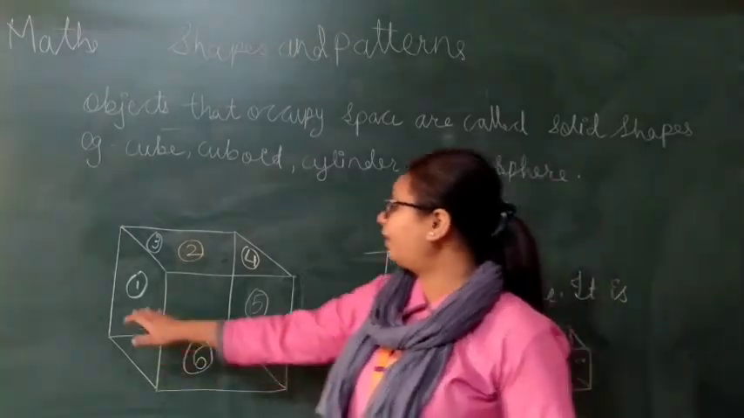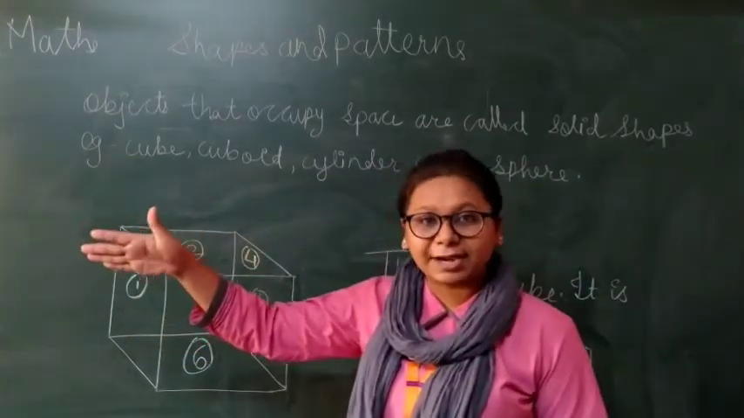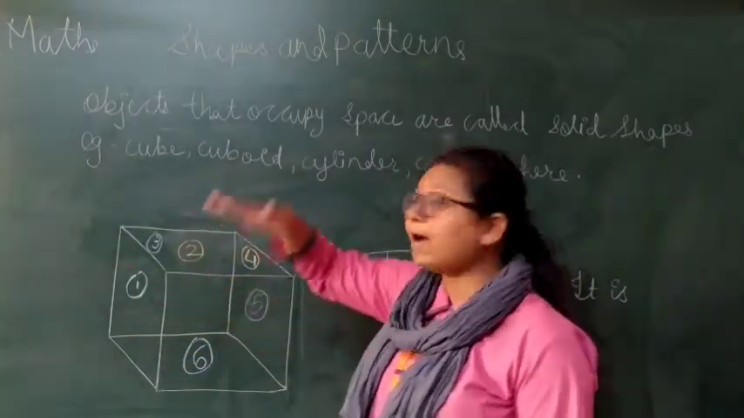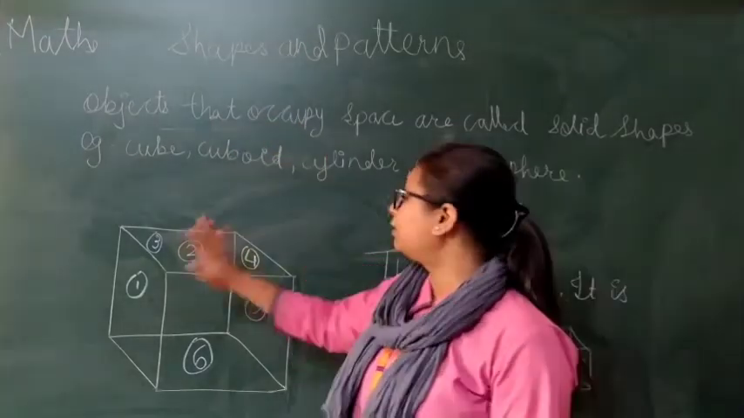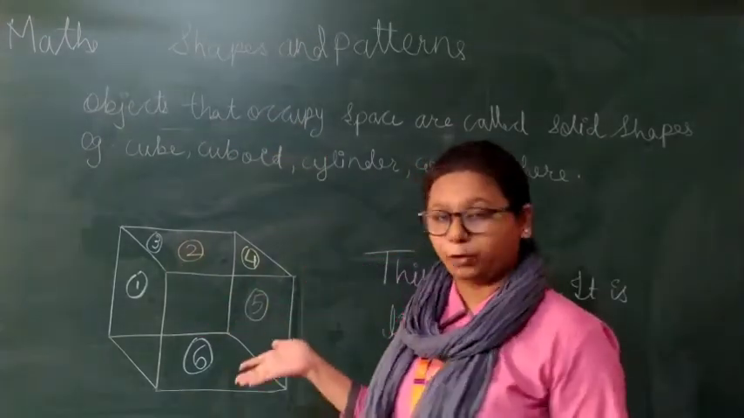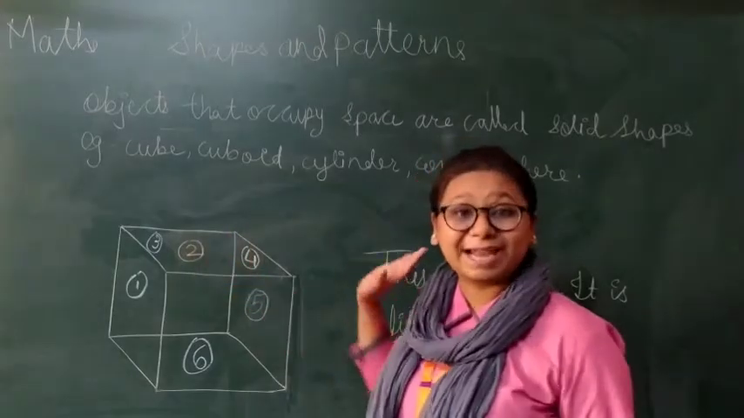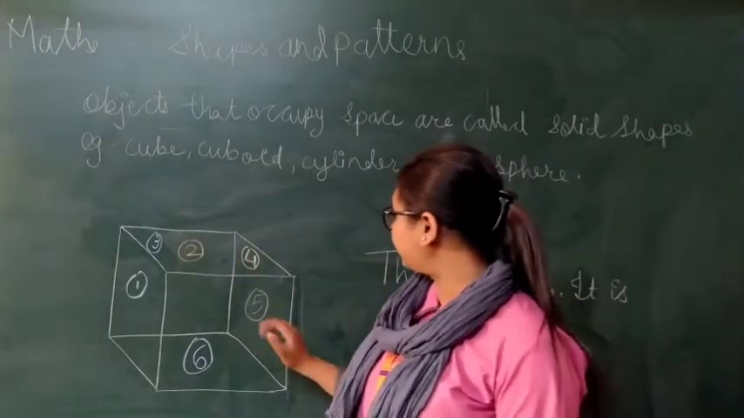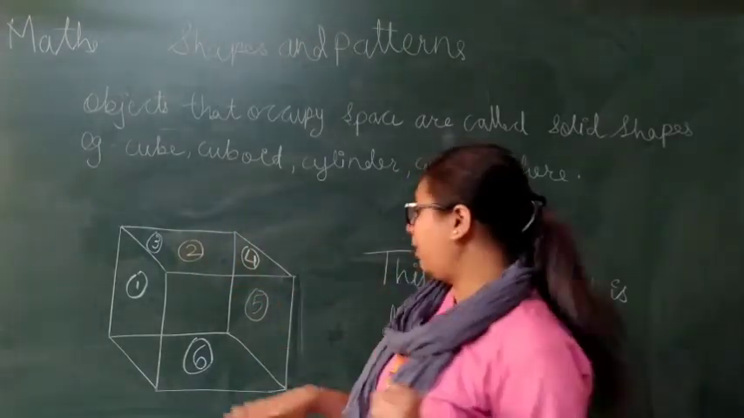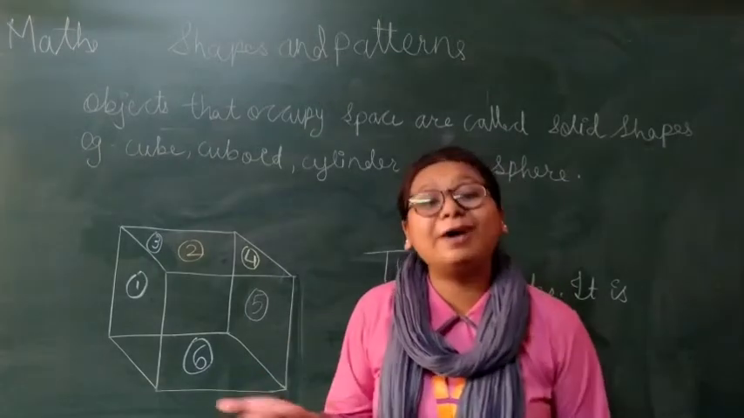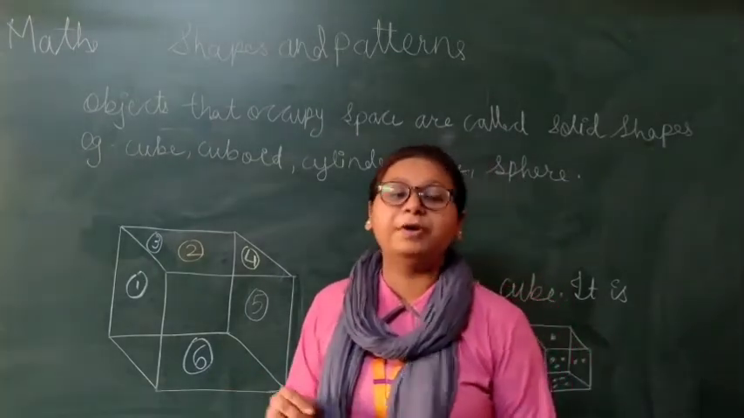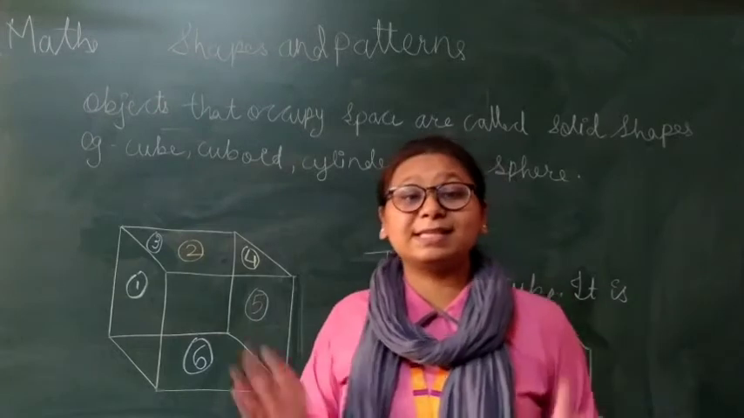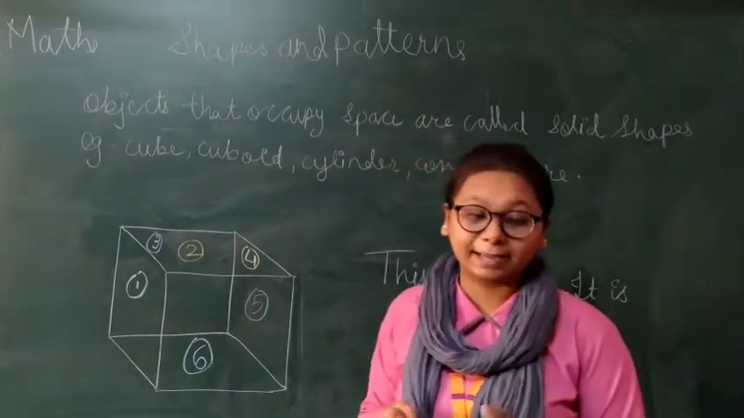So students, first side is the left hand side of the cube. Second is the upper side. Third is the back side. Fourth is the right side. Fifth is the front side. And sixth is the lower side of the cube. Okay. So students, this is how a cube looks like.